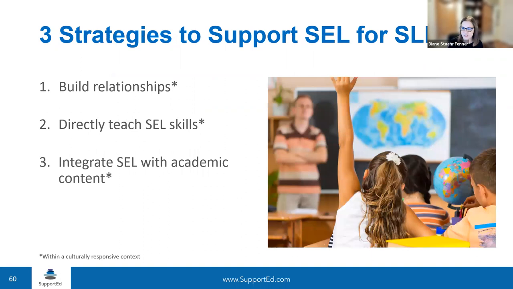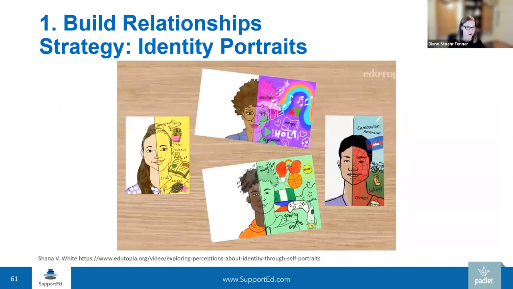And so I'd like to just briefly share a couple of strategies, well, actually three, to support social emotional learning for SLIFE. And you see an asterisk after the end of each of these. So we want to do all of these things within a culturally responsive context, right? So I just shared about that a little bit as well. So our first strategy is to really help in terms of building relationships.